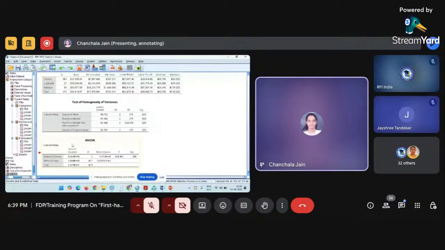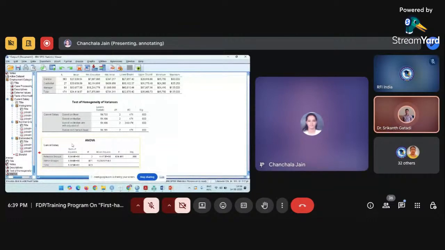Done? Is it clear? Ma'am, I have a doubt: if the values are not normally distributed, will it finally still give this null hypothesis rejection?